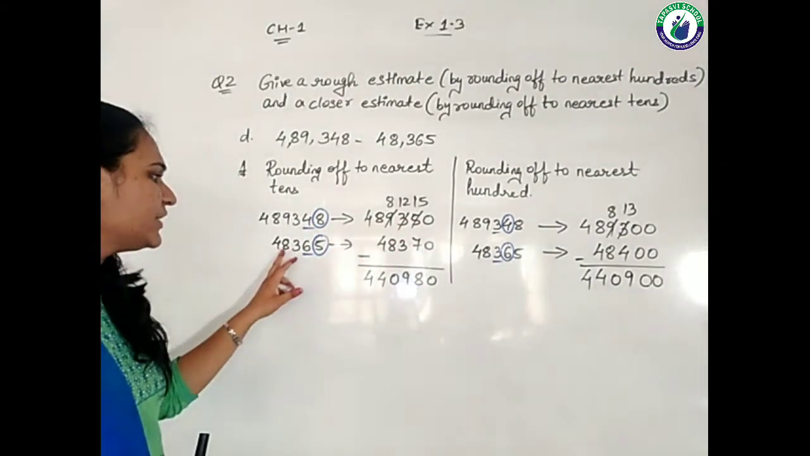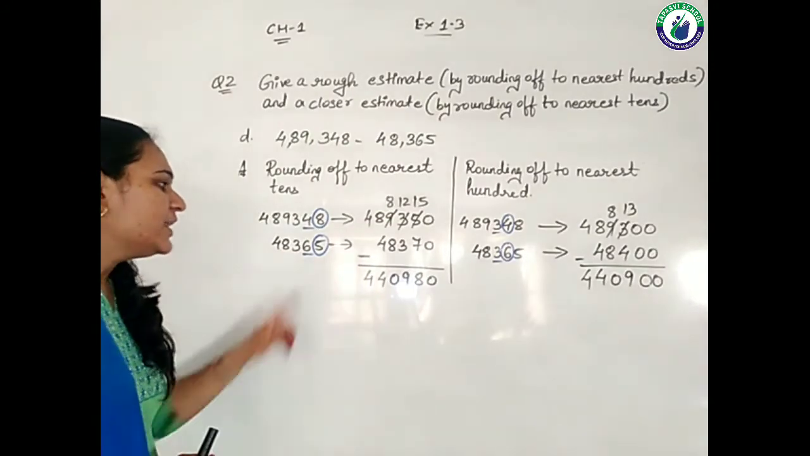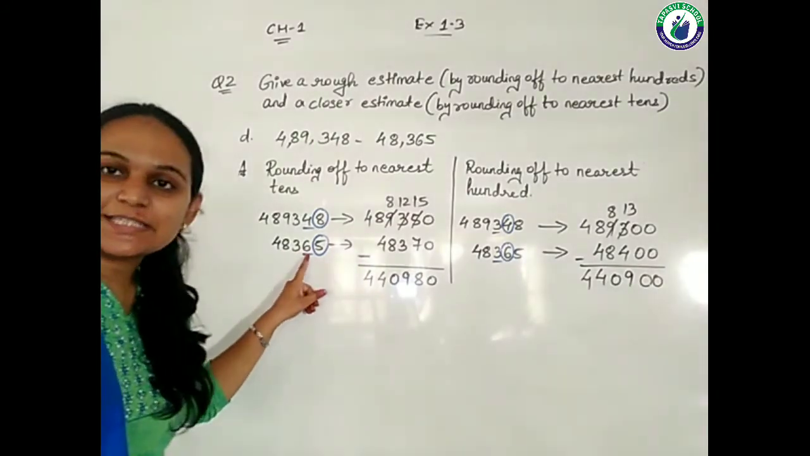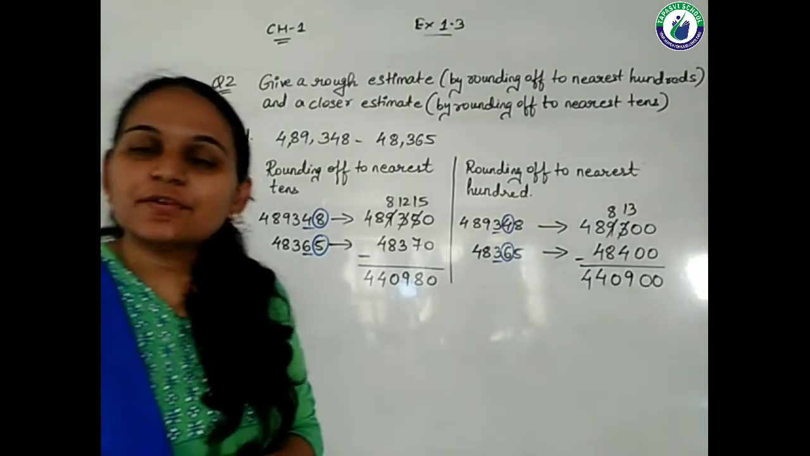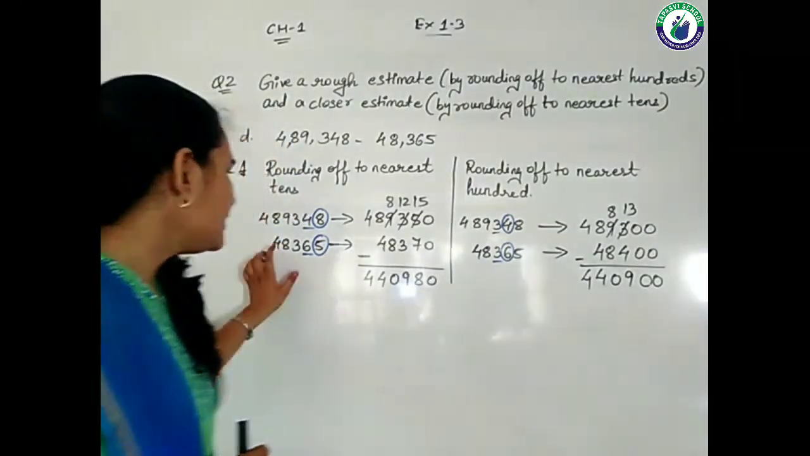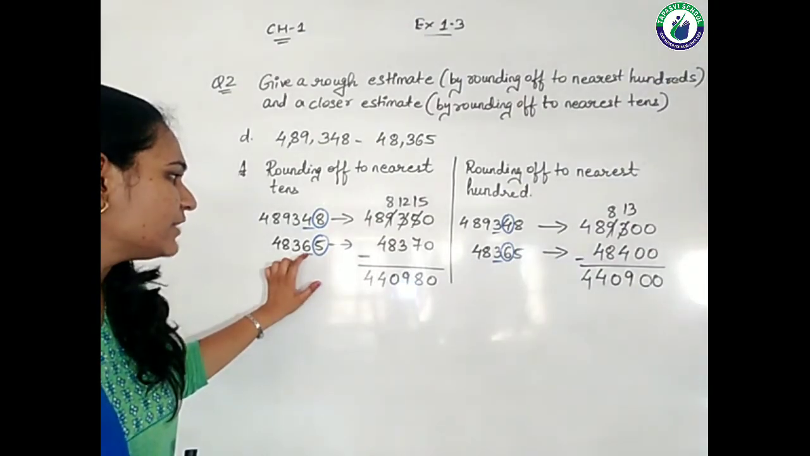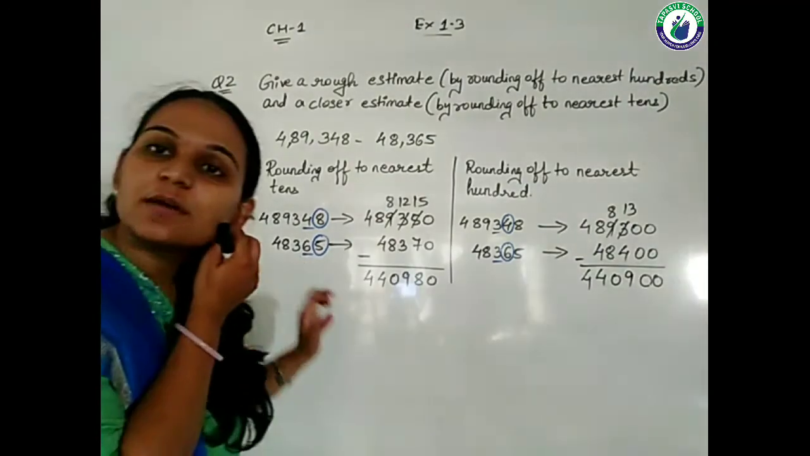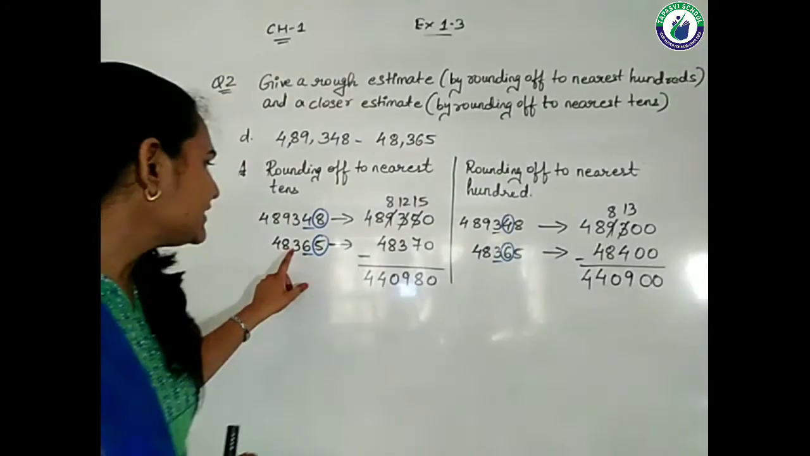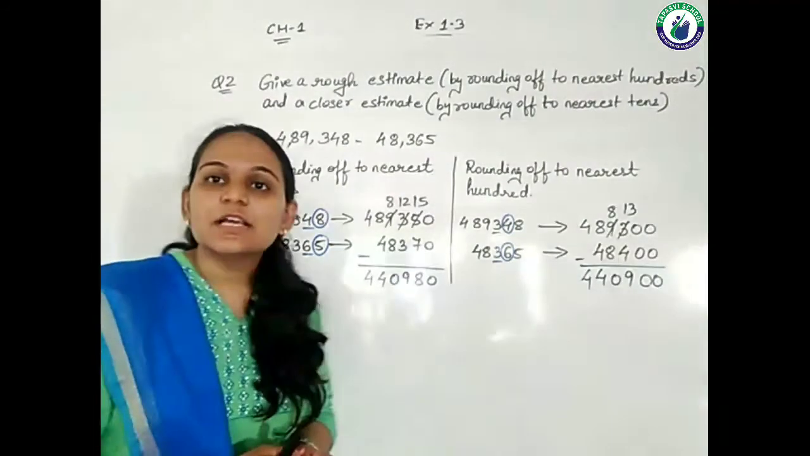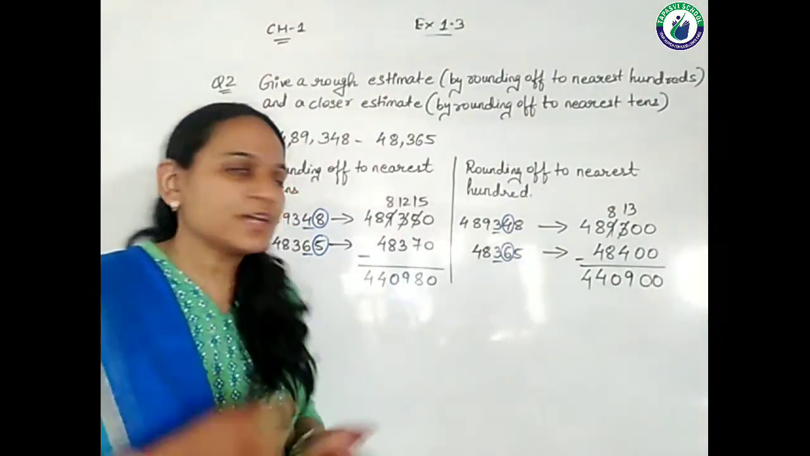Now next is 48,365. The tens place digit is 6 and the helping digit is 5. So what are we going to do? We are going to add 1 to this 6, so it will become 7. So it is 48,370.